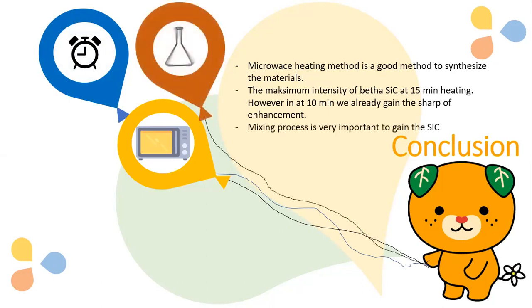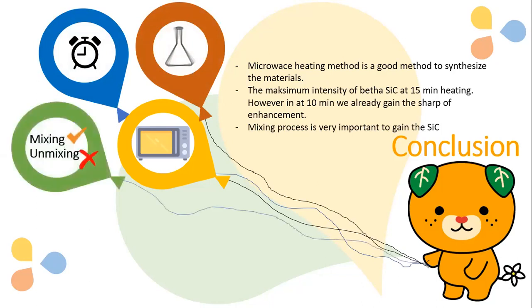The mixing process is very important to gain SiC. As you can see before, when we heated silicon oxide without mixing, there is no peak of beta SiC. But in the mixed samples of silicon oxide plus graphite, we gained SiC.